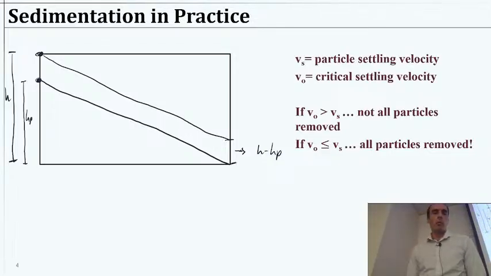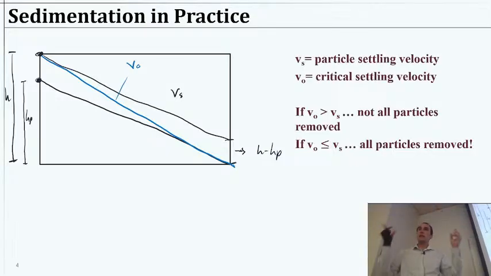So let me remind us. We have a given Vs, the sedimentation velocity of a particular particle. Then we have the design velocity, which would be V naught. That's the velocity at which particles will be removed by this reactor according to its design, the physical design.